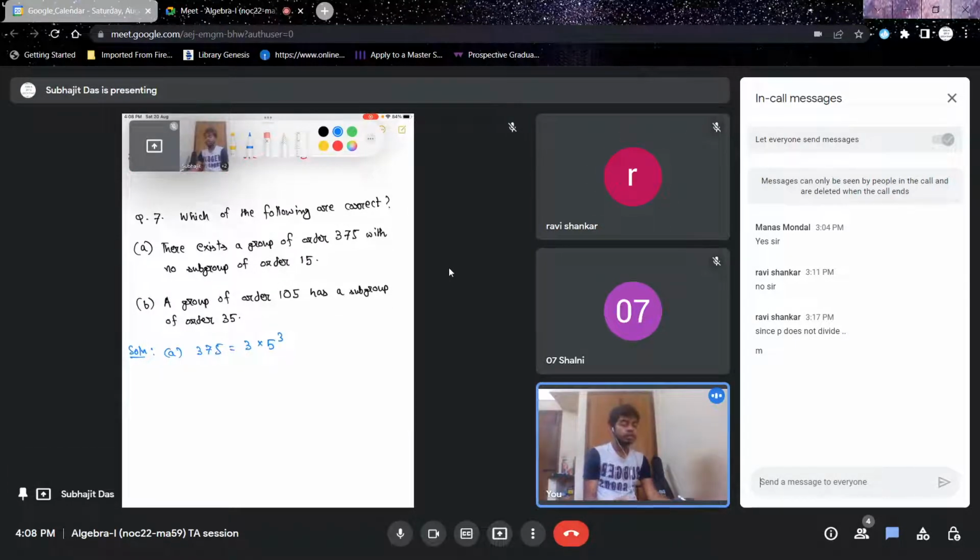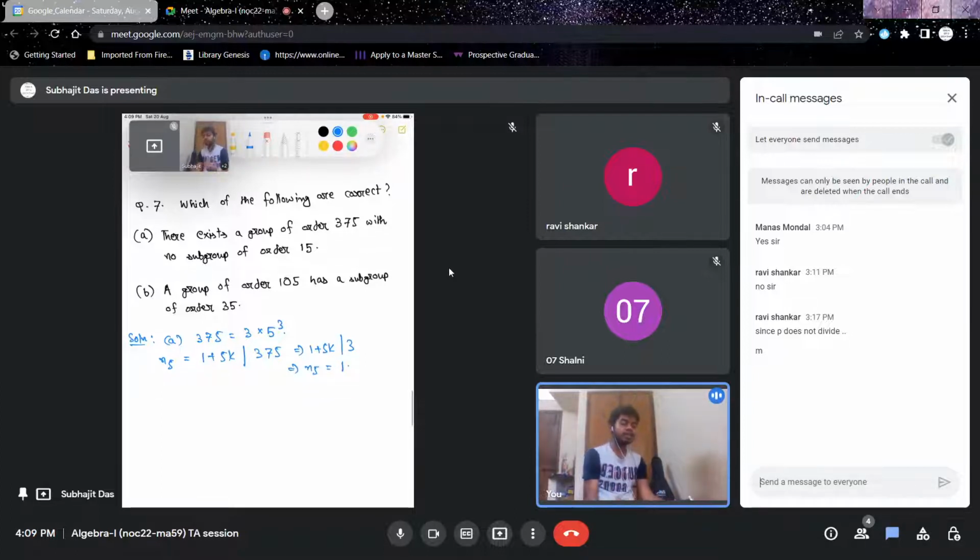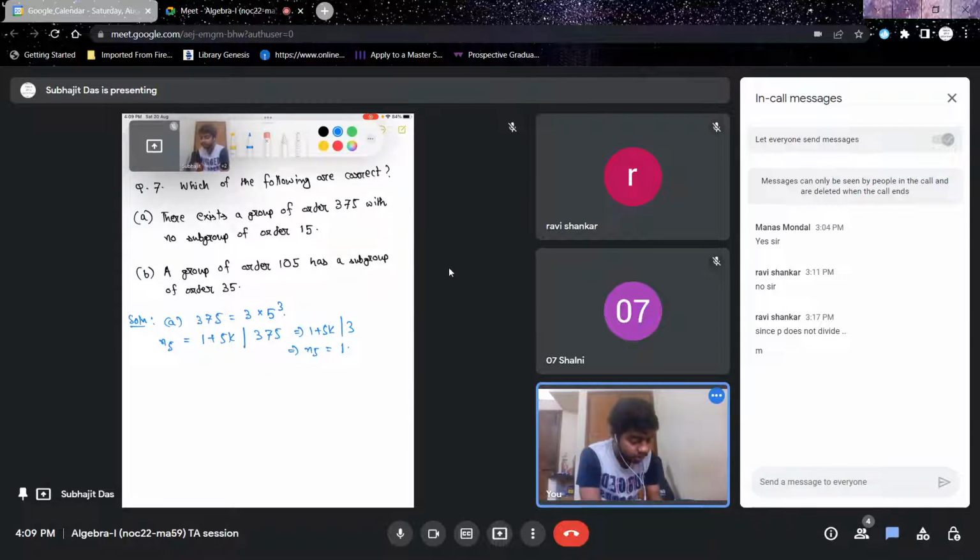Thanks, Ravi. So the point is, in this group, the number of Sylow 5 subgroups, that is the number of subgroups of order 5 cube, is 1 plus 5k, and it divides 375, that is 1 plus 5k divides 3, right? From which you get that n5, which is 1 plus 5k, is 1. So there is exactly one subgroup of order 5 cube, which therefore has to be normal.